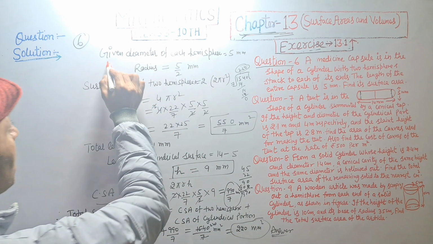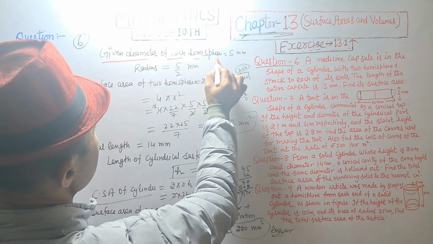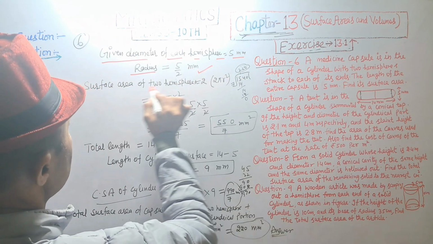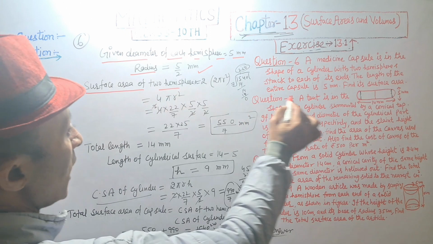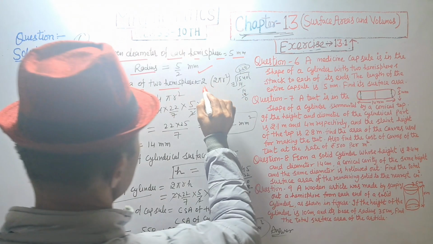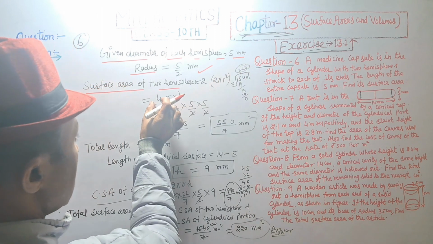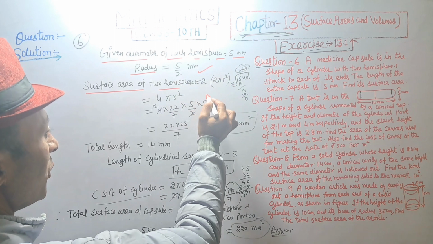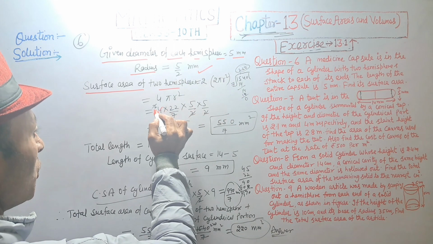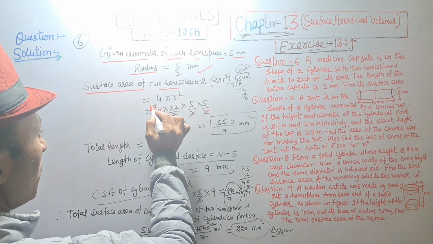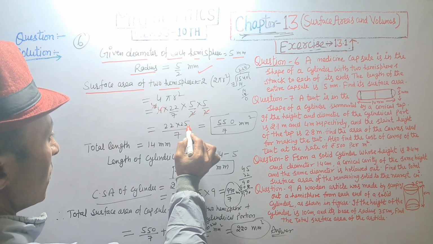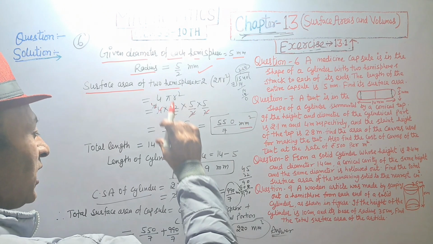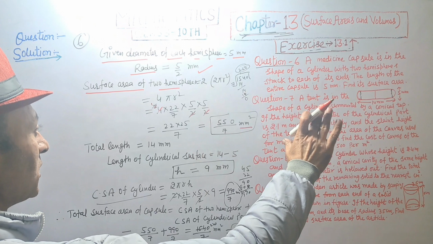Answer. Given diameter of each hemisphere is 5 millimeter and its radius is 5 upon 2 millimeter. Surface area of two hemispheres is equal to 2 into 2 pi r square, that will be 4 pi r square. Pi is 22 upon 7 and radius is 5 upon 2 into 5 upon 2. 22 multiplied by 25, we get 550 upon 7 millimeter square. This is the surface area of two hemispheres.